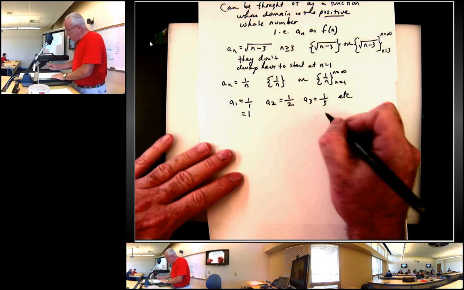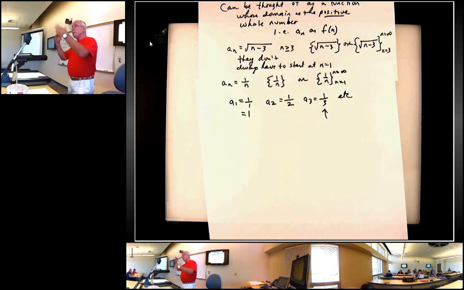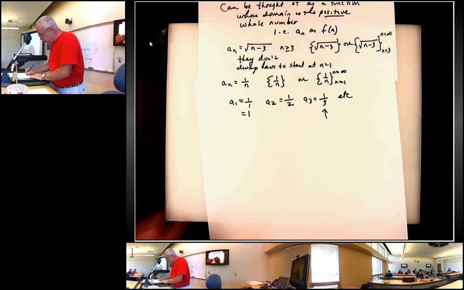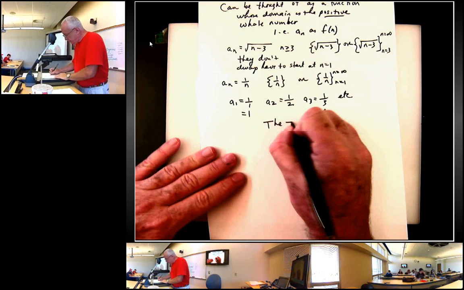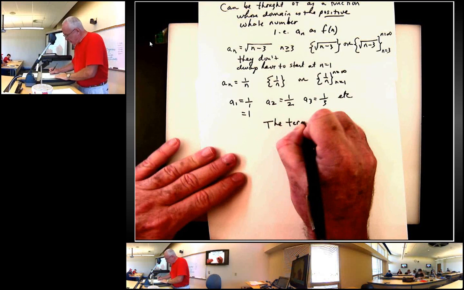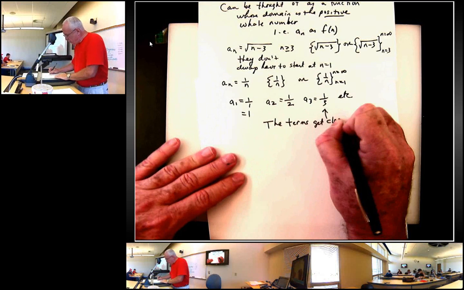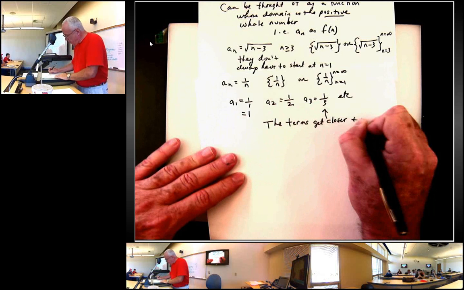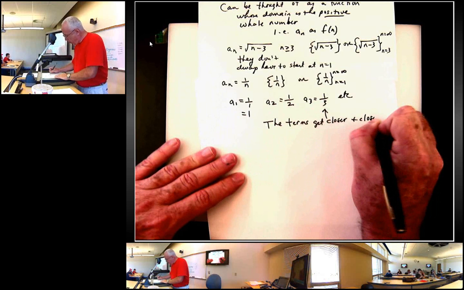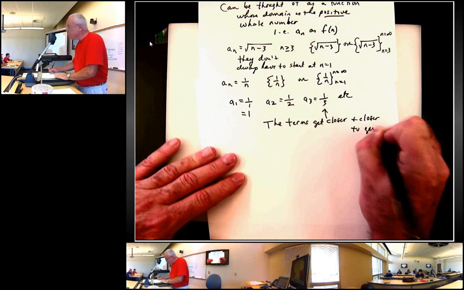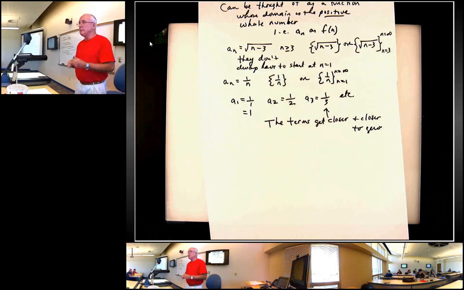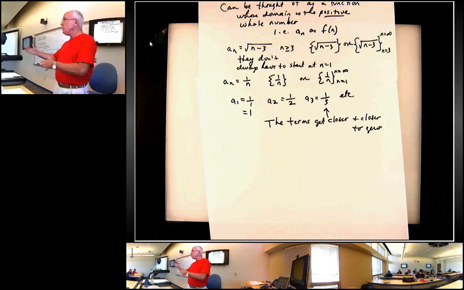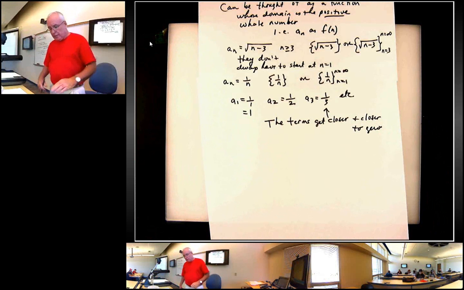Notice here that the value of these terms keeps getting smaller and smaller. So I just want to point that out. The terms get closer and closer to 0 for that particular sequence. So it's just really a bunch of numbers all arranged 1, 2, 3 with subscripts 1, 2, 3, and etc.